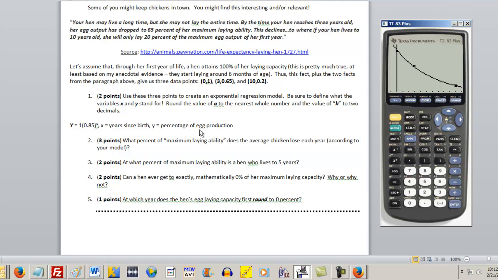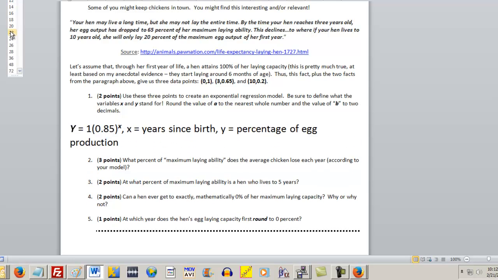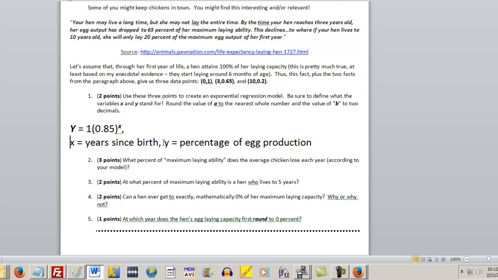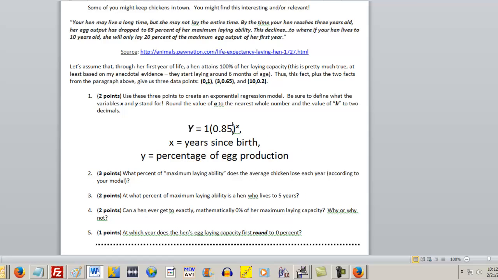All right. So number 2, what percent of maximum laying ability does the average chicken lose each year? Well, you can see right here, let me make this a little bit bigger. This 0.85 is the maintenance percentage. So, in other words, she's maintaining 85% of her egg production per year. That means she's losing whatever's left, 15%. So every year she becomes 15% less effective at laying eggs.